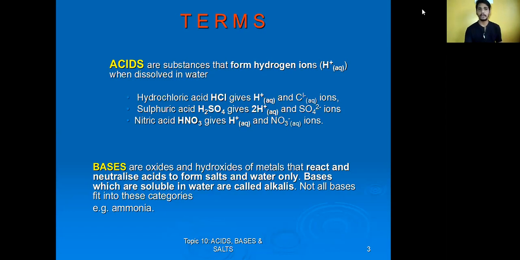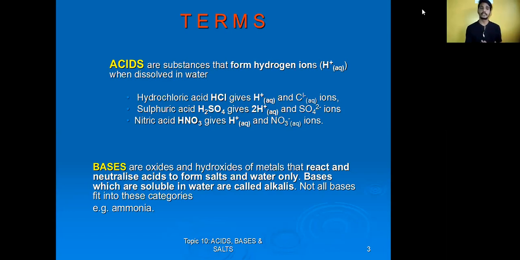Example, hydrochloric acid, HCl, gives H+ along with Cl- ions. Sulfuric acid formula is what? H2SO4. You can see on the screen. It gives 2 hydrogen ions along with SO4 2- ions. Nitric acid, that is HNO3, gives H+ along with NO3- ions. So these are the acids. So what are acids? Those which donate H+ hydrogen ions when dissolved in water.